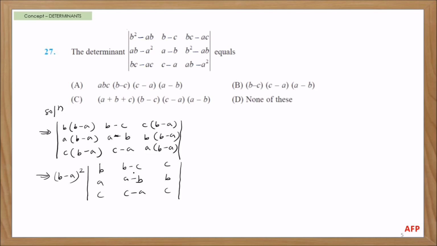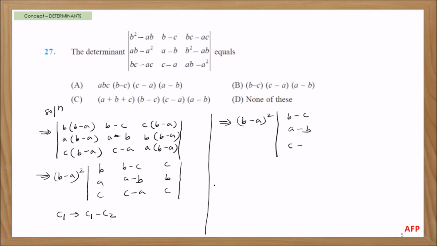As you can see in the second column b minus c is there. Here first column b is there, c is there. If you subtract, writing it as first column minus second column, then what you are going to get? This implies b minus a whole square. Okay, b minus c. Okay, a minus b, and c minus a it is.